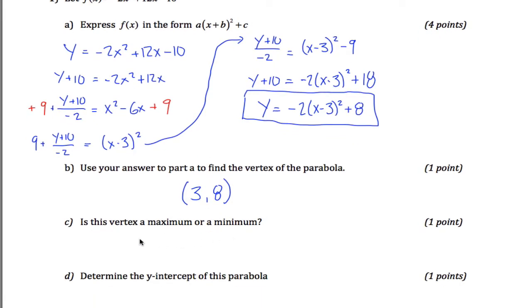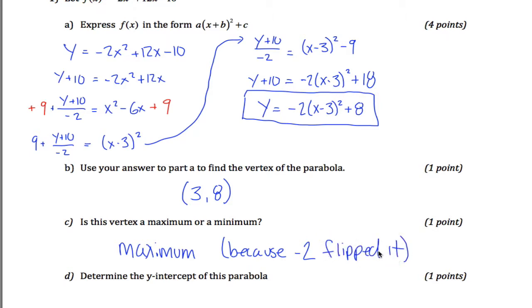Is this vertex a maximum or a minimum? This vertex is a maximum. How do I know that? Because the negative in negative 2 flipped it. It flips it vertically. It flips it over the x-axis. So you start out with our standard parabola, and then you flip it upside down, so now it looks like this. Then you move it all around. You move it up 8 and right 3. So you end up with something that looks like this. But the point is that it was flipped over, so the vertex is now a maximum. I'm going to erase that horrible picture.